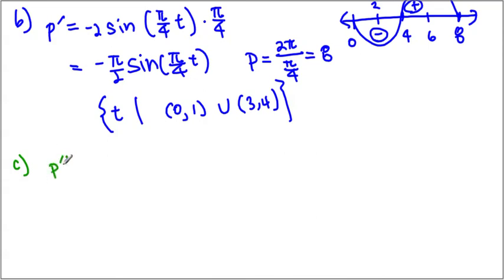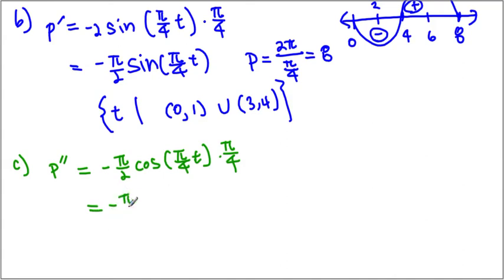So p double prime then is equal to, from p prime was here, then we'll end up getting negative pi over 2 times cosine of pi over 4 t. Derivative of sine becomes cosine, but we have to go for the chain rule here, which ends up being pi over 4 once again. So here we have negative pi squared over 8, which doesn't affect the sign, by the way, of cosine of pi over 4 t.